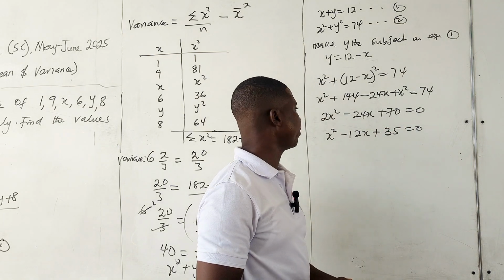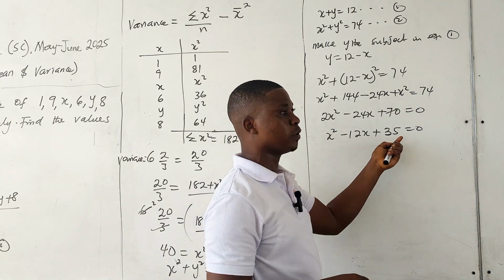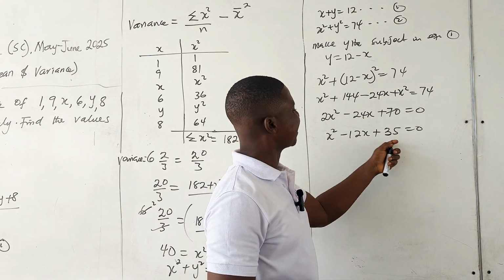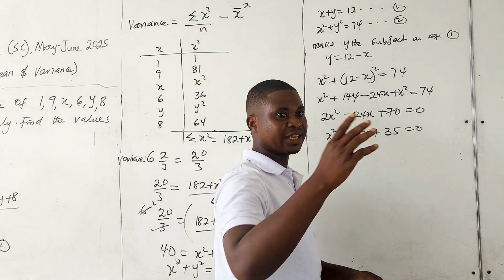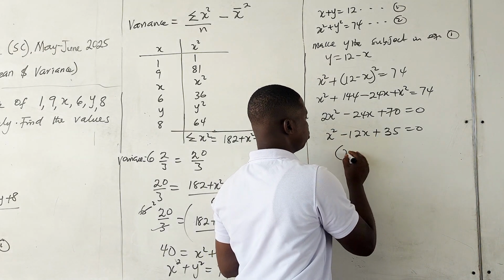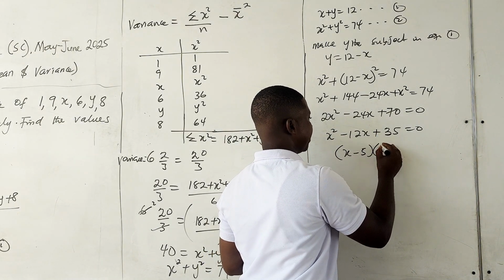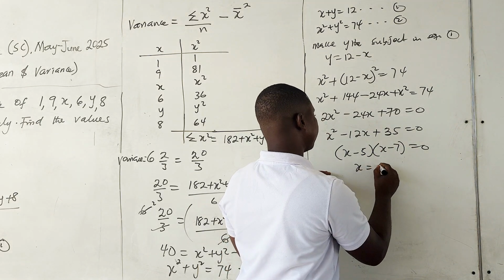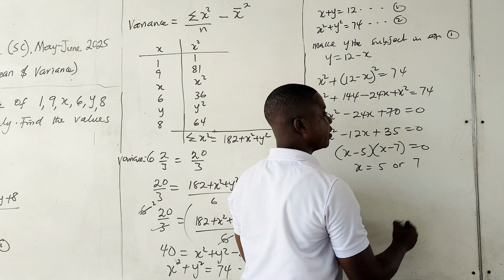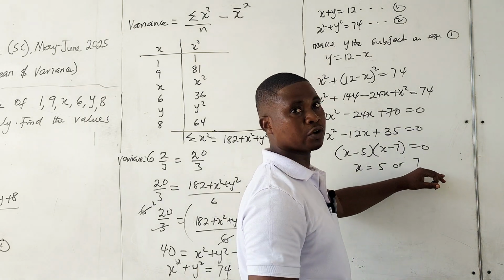The next thing is for me to factorize this. Two numbers that multiply to give you positive 35, but add to give you negative 12. And that will be negative 5, negative 7. So I'm moving on. x minus 5, x minus 7 equal to 0. So x is equal to 5 or 7.